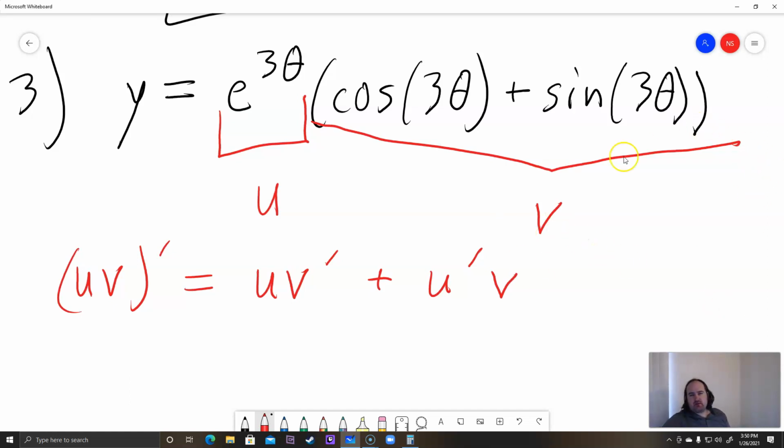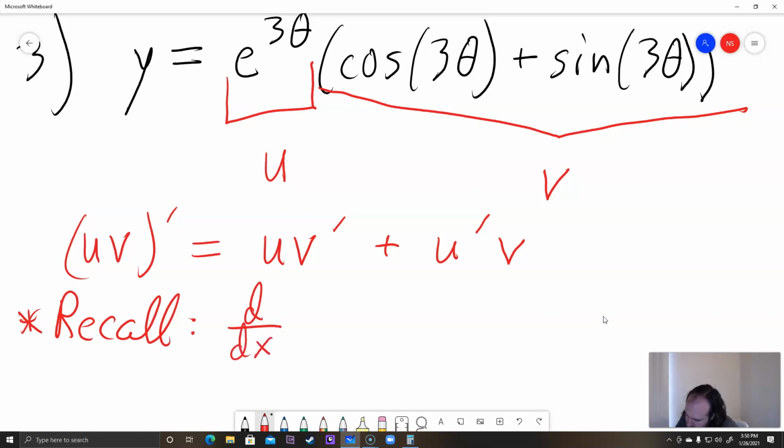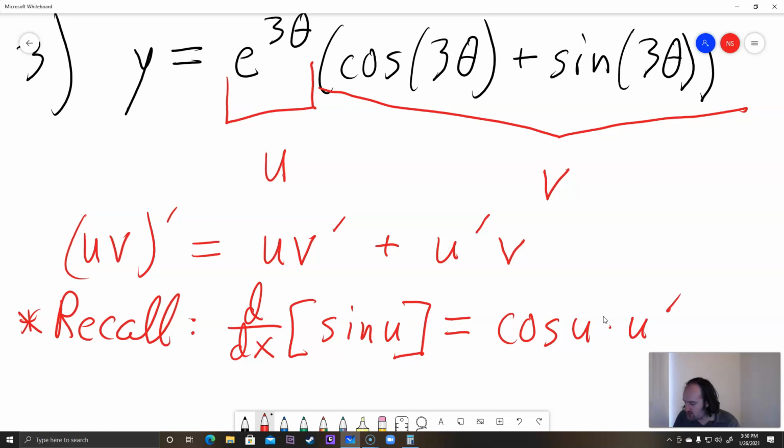And of course, to do the derivative of cosine and sine, you need to remember the formulas for those. They're from calculus 1, but you might not remember them. So from calculus 1, recall the formulas for the derivatives of cosine and sine. So recall that d/dx of sine of u equals cosine of u times u prime. That's with the chain rule built into it.